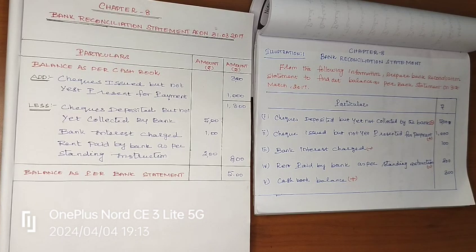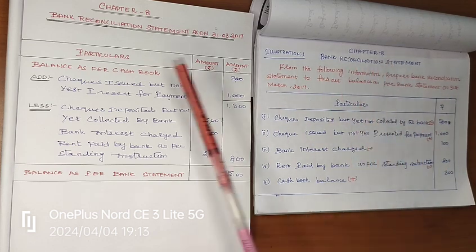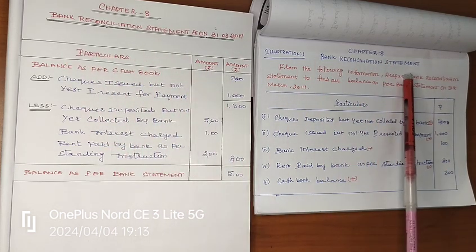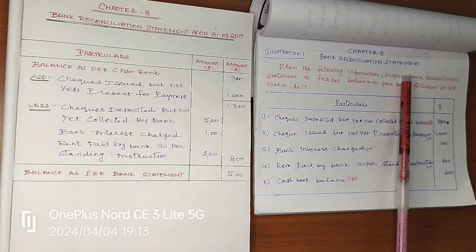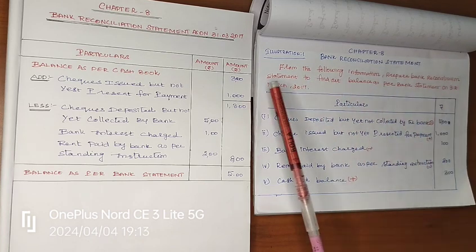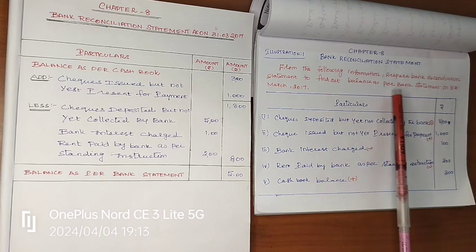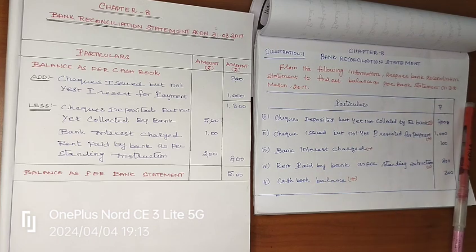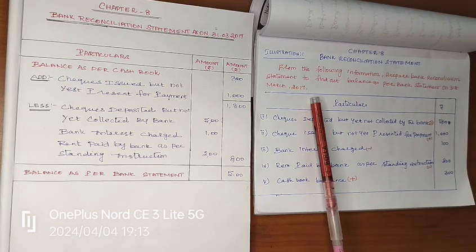In this video, we are going to learn about 11th Standard Accountancy, Chapter 8, Bank Reconciliation Statement. Let's read the transaction. From the following information, prepare bank reconciliation statement to find out the balances as per the bank statement on 31st March 2017.